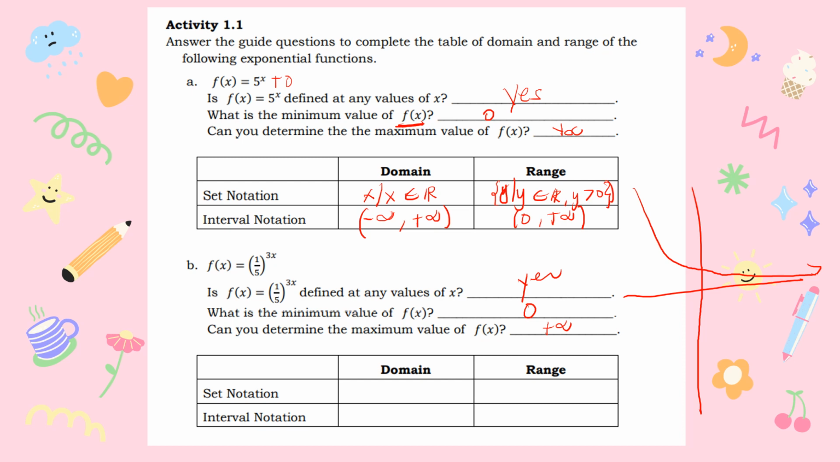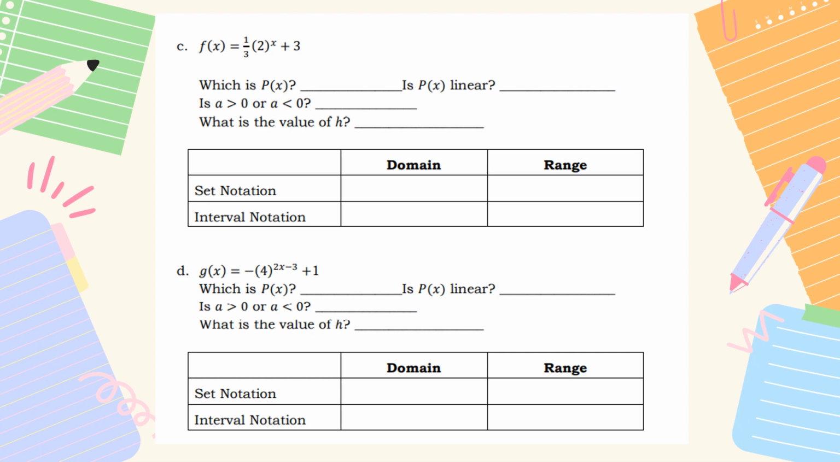infinity. So therefore, the domain are x such that x are elements of real numbers and it's from negative infinity to positive infinity. While for the range, it is y such that y are elements of real numbers and y is greater than 0. So, it is from 0 to positive infinity. And that's it. We also have number 3.